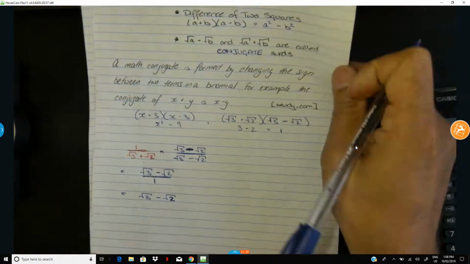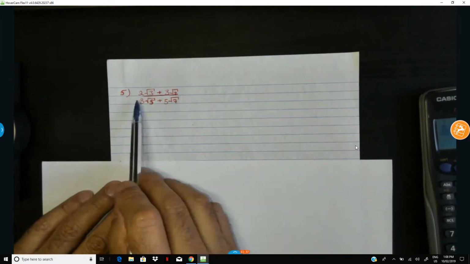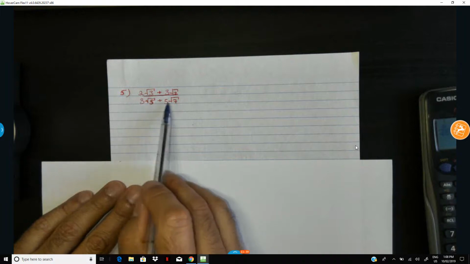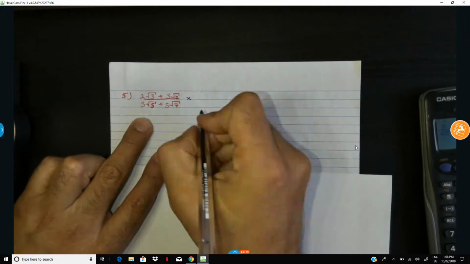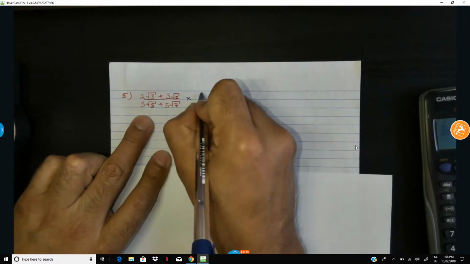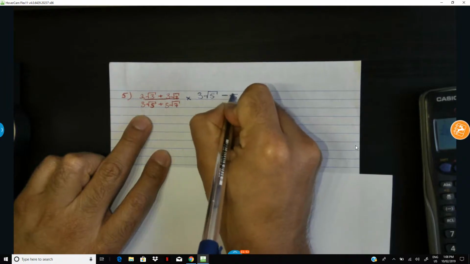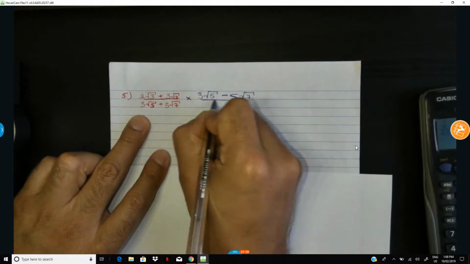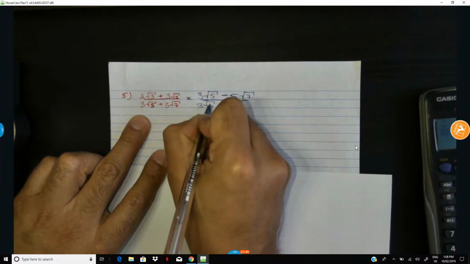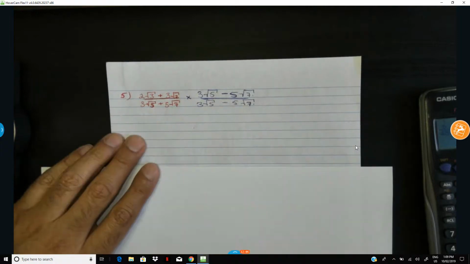We'll do one more example. Here we've got 2 irrationals on the bottom, so we're going to multiply by its conjugate. The conjugate of 3 square root 5 plus 5 square root 7 is 3 square root 5 minus 5 square root 7.